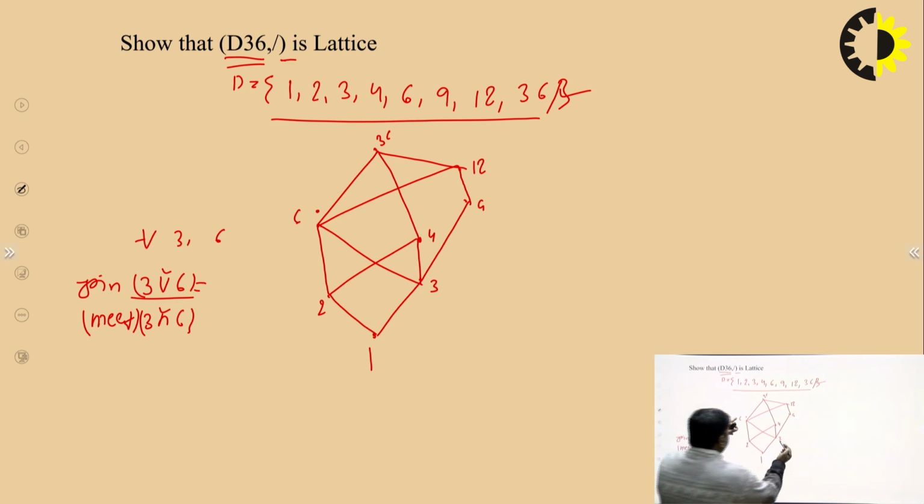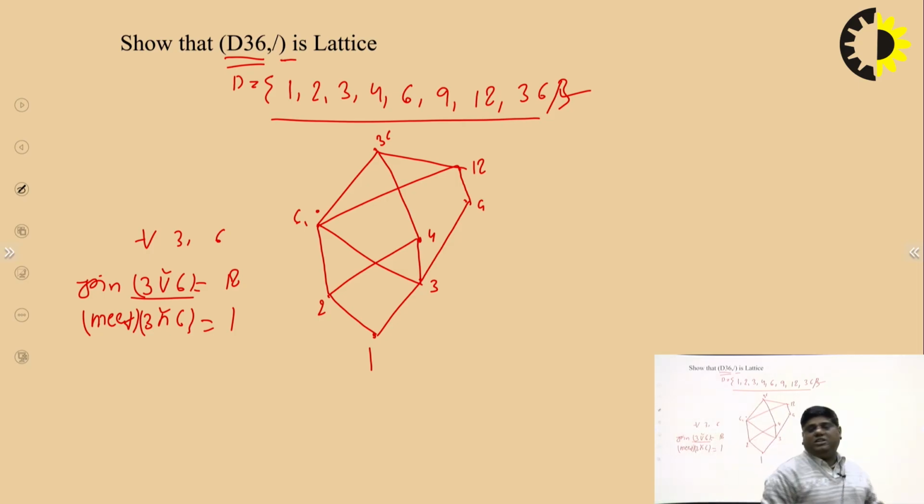Now, 3 and 6 first meet on top at 18, and first meet on the bottom at 1. It means for every 2 elements, the join and meet should be contained, so that this structure is known as the lattice.